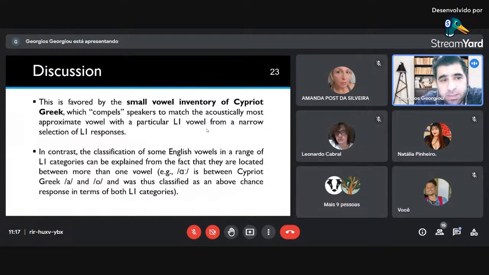L1 categories. In contrast, the classification of some English vowels in a range of L1 categories can be explained from the fact that they are located in the acoustic space between more than one vowel. For example, the English vowel A is between Cypriot Greek A and O, and this was the reason that it was classified as an above chance response in terms of both L1 categories.